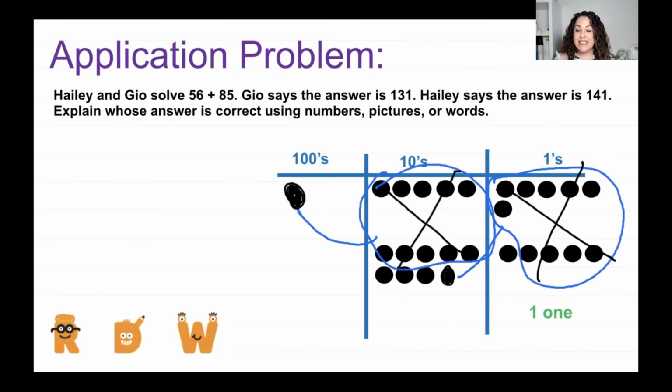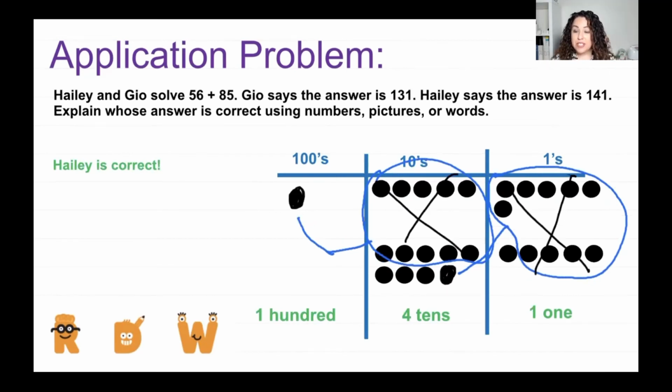And how many 10s do I have left outside of the circle? 1, 2, 3, and 4. So I have 4 10s. And now I just have 100. So I can just write down 100. So my answer is 100, 4 10s, and 1 1. So Haley is correct because the answer is 141.